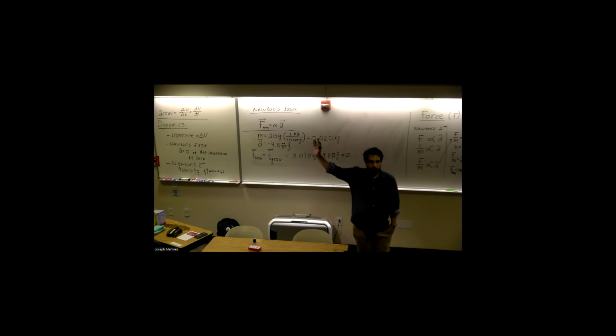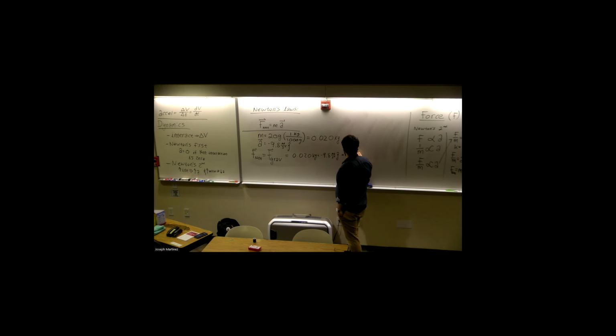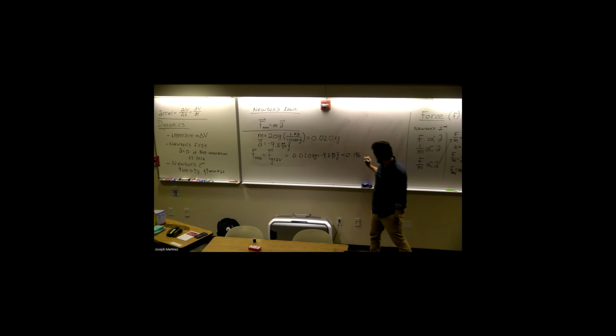What do we get? What was the answer? Negative 0.196. What are the units? Kilogram meter per second squared. And is this vertical or horizontal? Vertical, absolutely, j hat. So we have negative 0.196 kilogram meter per second squared in the j hat direction.